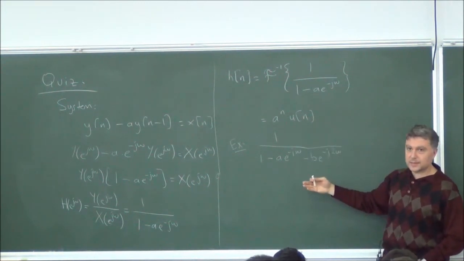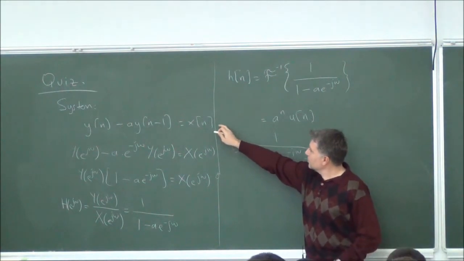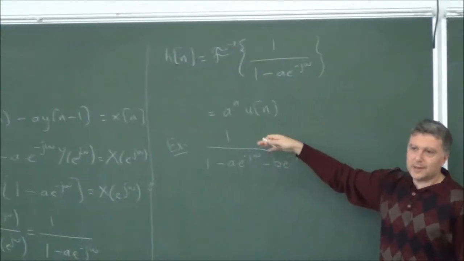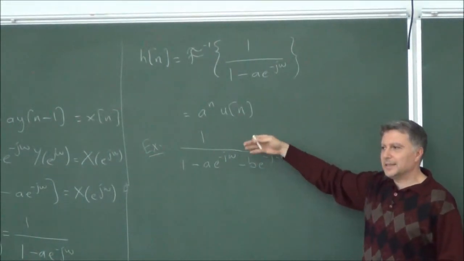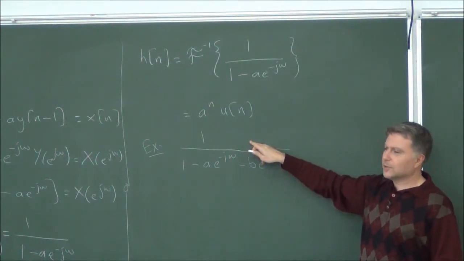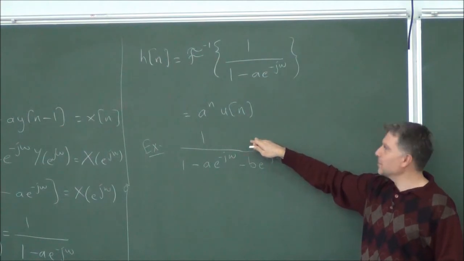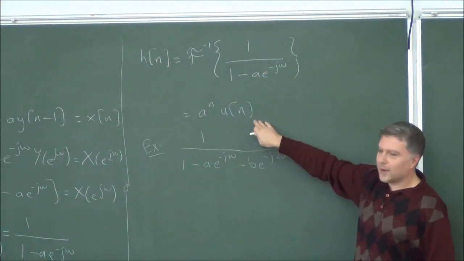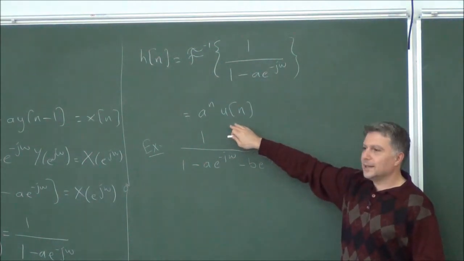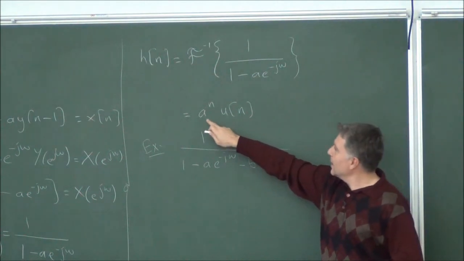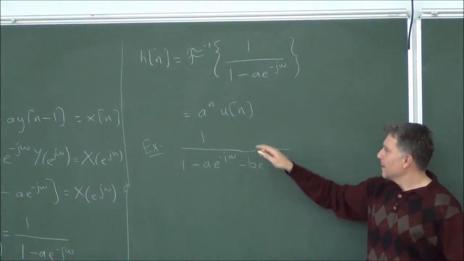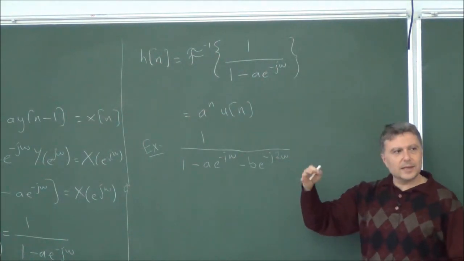And if there are other terms like x of n minus 1, x of n minus 2, then they will be in the numerator. But numerators are easy because they will only correspond to delays. There will be an e to the minus j omega, for example, in the numerator. What does it mean? You find the inverse Fourier transform, you find this, and then you apply a delay to the overall thing. What is one delayed version of the top one, for example? It is a to the n minus 1 u of n minus 1. Delay by 1, for example. Simple. So the numerator is the easy part.